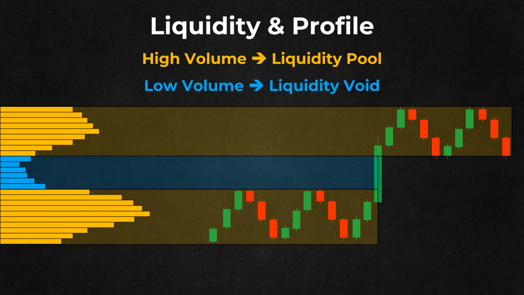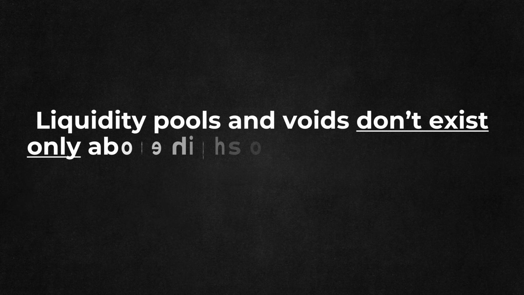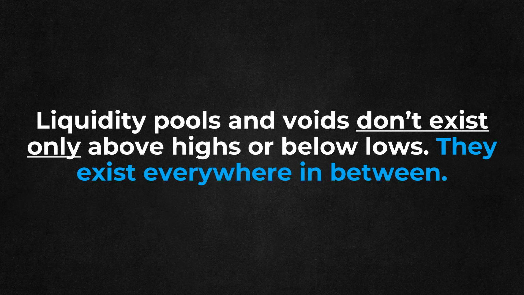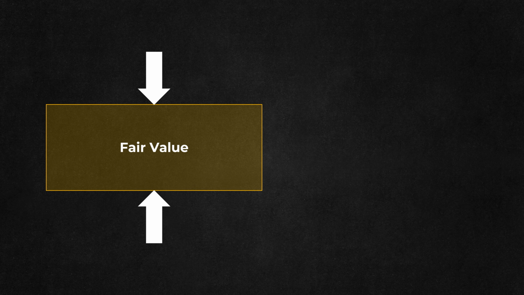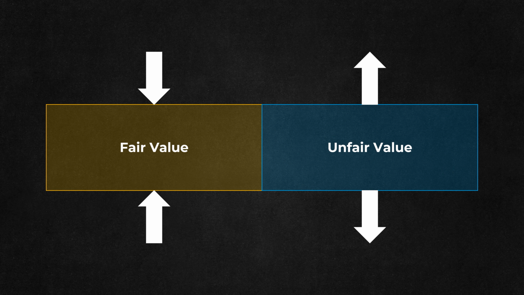So liquidity pools and voids don't exist only above highs or below lows. They exist everywhere in between. One major insight from the volume profile in auction market theory is that price tends to be attracted to previous areas of fair value, balance, or acceptance, and repelled from previous areas of unfair value, imbalance, or rejection.